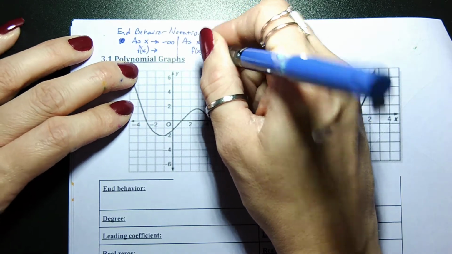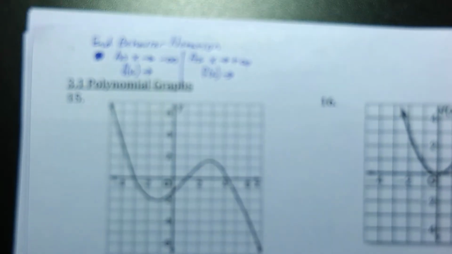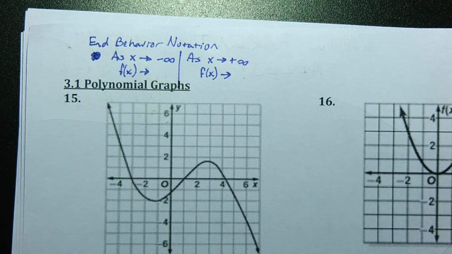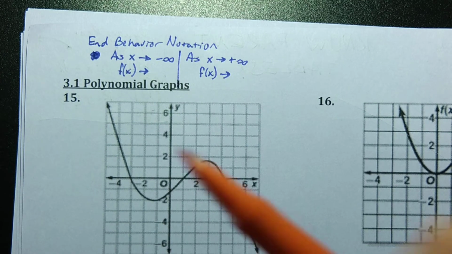Folks, I'm going to continue to be picky about this on the final, just like I was on the unit test. You cannot have equal signs in there. You have to be looking left and looking right. It's as x is approaching infinity, what is the function approaching? So end behavior notation is a big one.